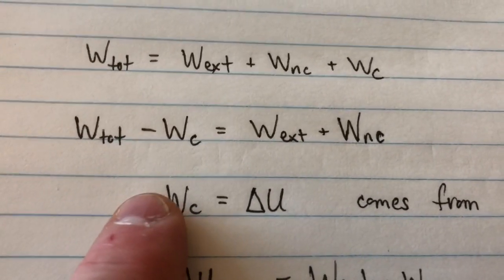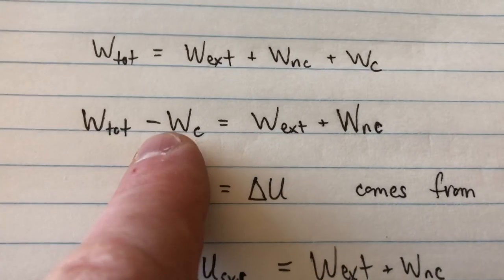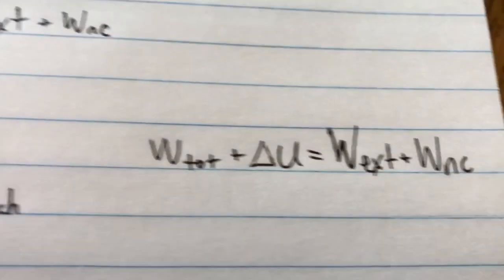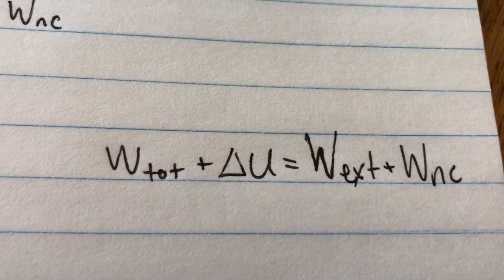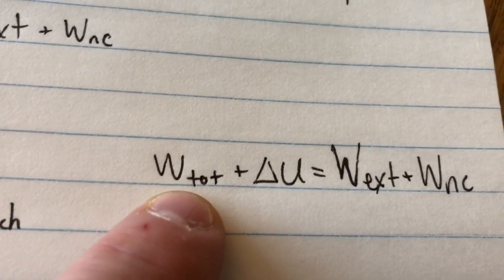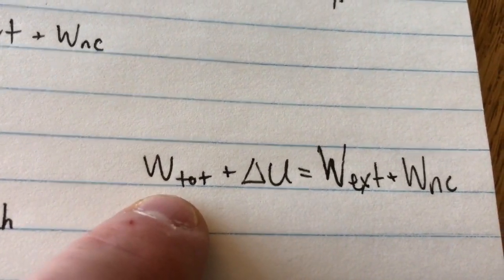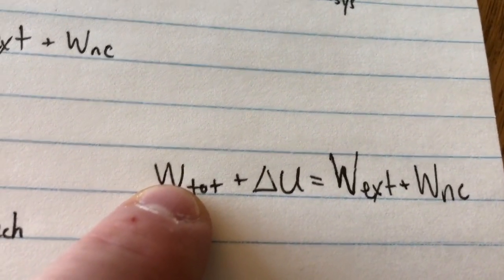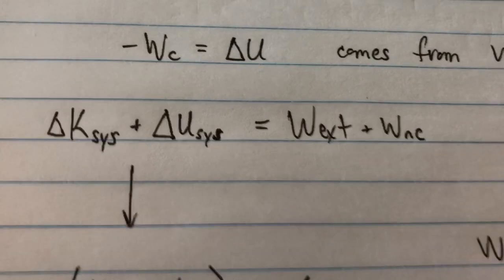So if I make this substitution into this term right here and I replace it with the change in U, here's what we get. This is a step that I wanted to show even though it's pretty simple. We know that the total work done on an object is equal to the change in kinetic energy. So now I'm going to substitute in for this. When I do that, I get to this equation right here.